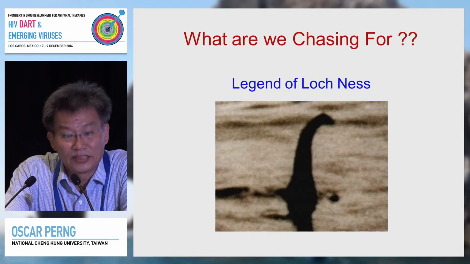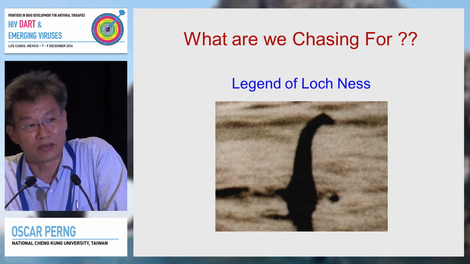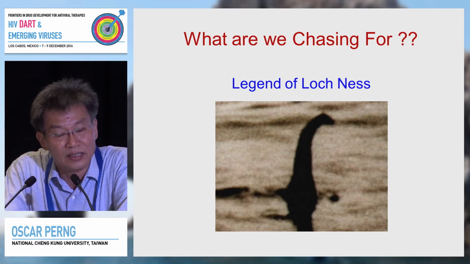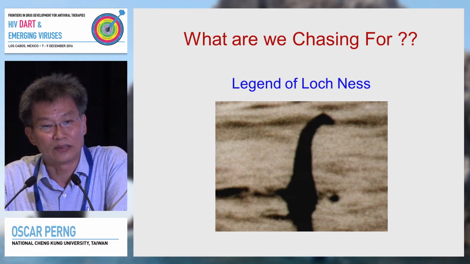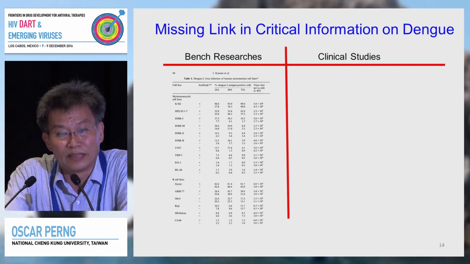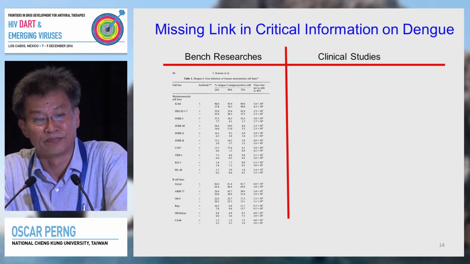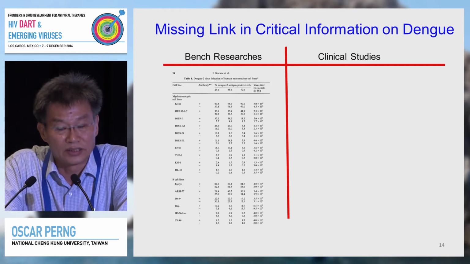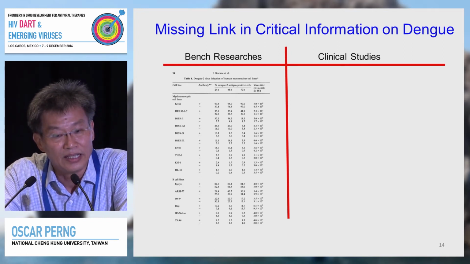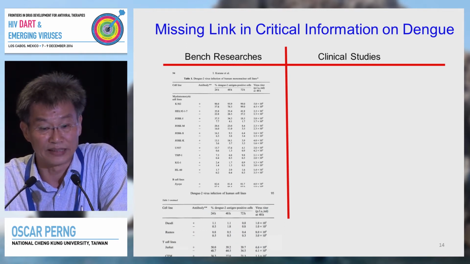So what are we chasing? Since there is so much literature, how come we cannot get anything into clinical trial and see efficacy? Is there a reason for that? In my mind, there is key information that has been a missing link. First of all, it's the bench research. In bench research, you can find almost any kind of cell, tissue culture cell, that can be infected by dengue virus.